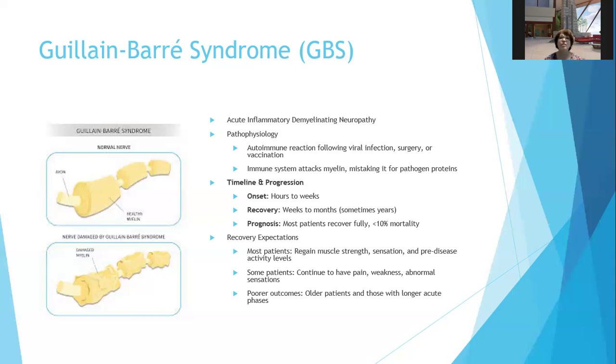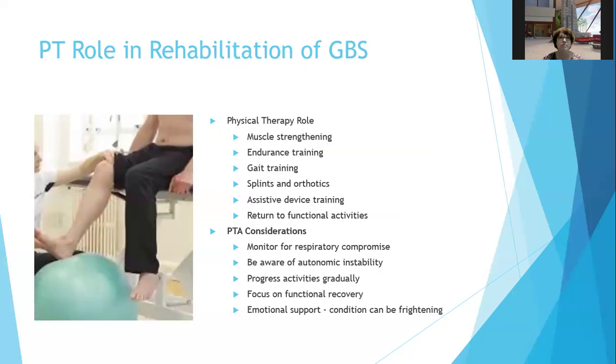Most patients regain muscle strength, sensation, and pre-disease activity levels. Some patients continue to have pain, weakness, and abnormal sensations. Older patients or people with a longer acute phase have poorer outcomes. And I have seen people who had some secondary issues which extended their recovery, and they eventually recovered, but older patients definitely have poorer outcomes and people that were longer in the acute phase.